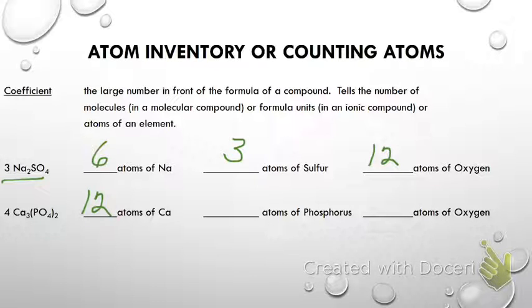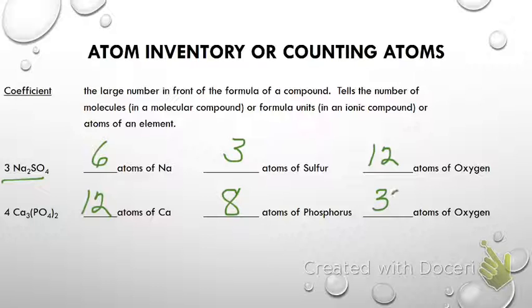Isabel, how many phosphorus do I have? 8. 8. And let's go with Sharia. How many atoms of oxygen do I have?